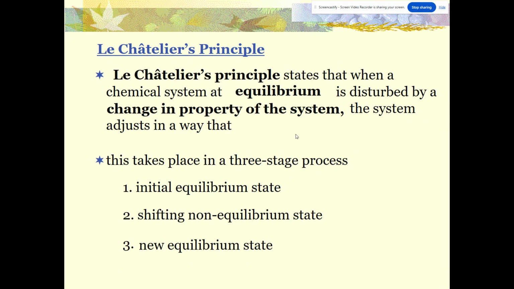Okay, so you are changing a property in the system, and the system is going to adjust to oppose the change. So we're starting with a system at equilibrium. The system is then going to shift. Now, what does that mean by shifting?